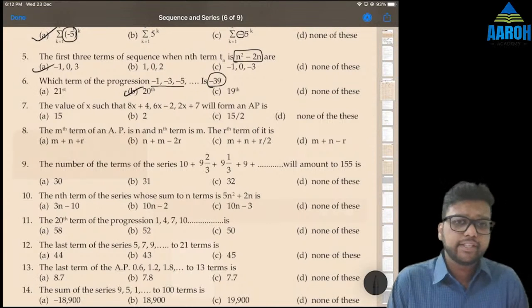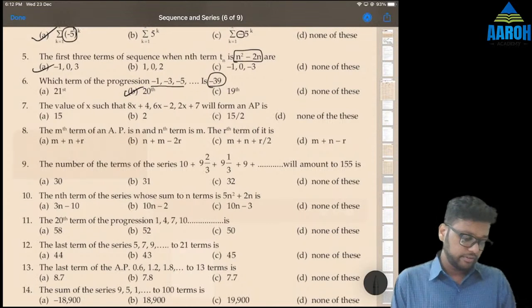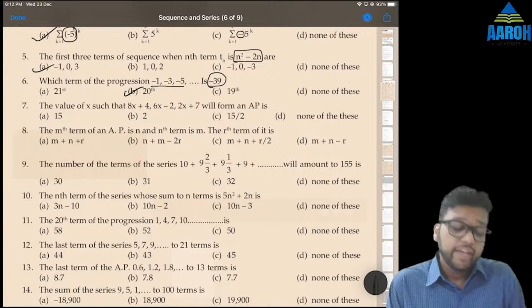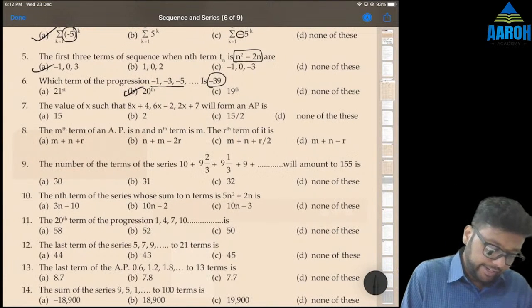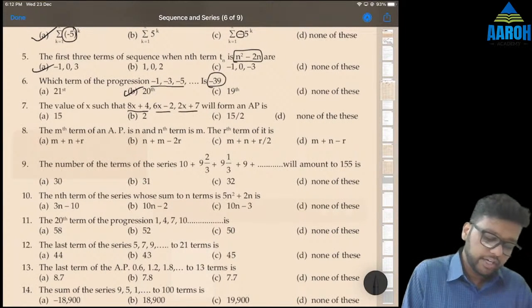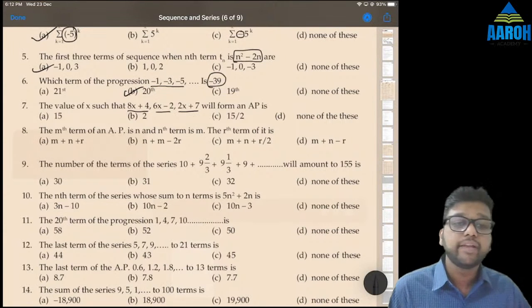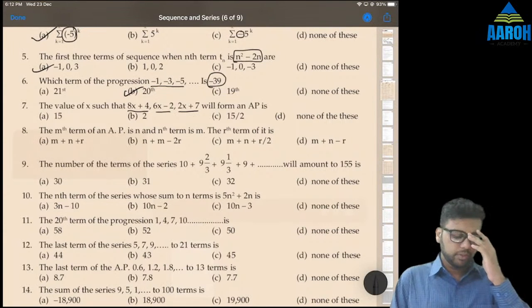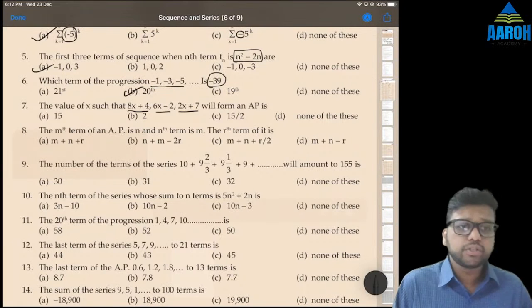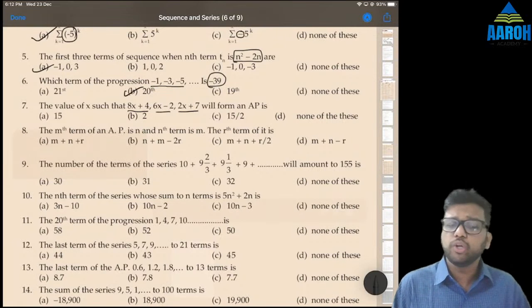Okay, let's go to 7th then. If not, let's go to 7th. The value of x such that 8x plus 4, 6x minus 2 and 2x plus 7 will form an AP is... Now we can go by options or we can solve. I think solving will also be quick.